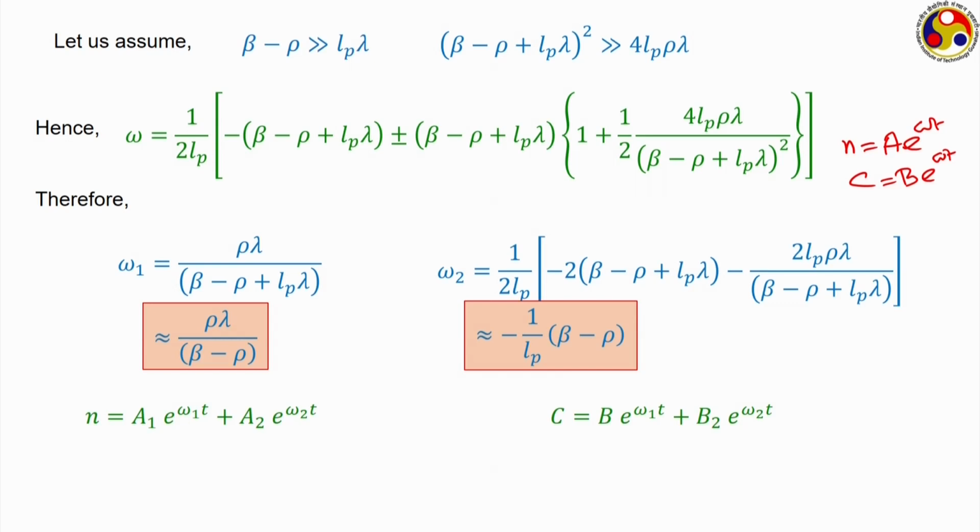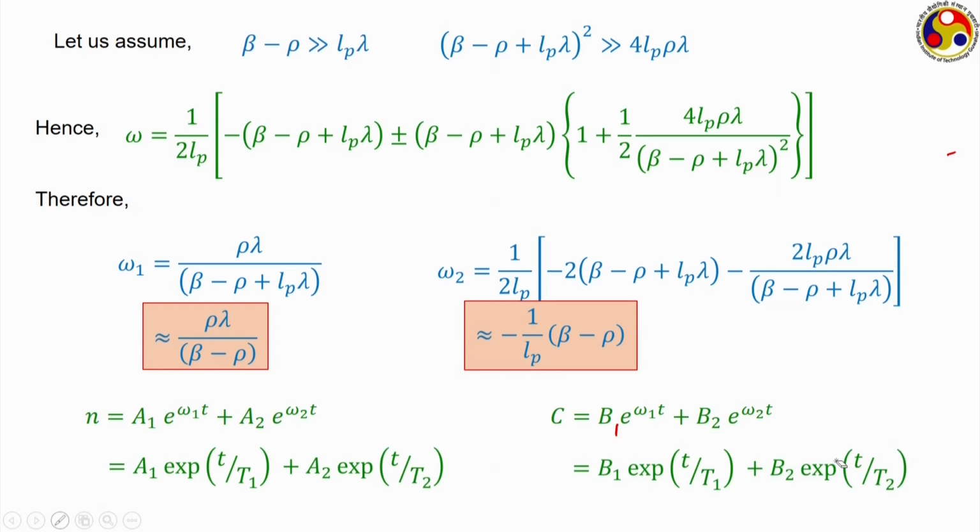It is a 1 e to the power omega 1 t plus a 2 e to the power omega 2 t for n, and this should be b 1 e to the power omega 1 t plus b 2 e to the power omega 2 t for c. And we can also write this in a particular form, where instead of omega we write 1 by capital T, where capital T is the corresponding time period.